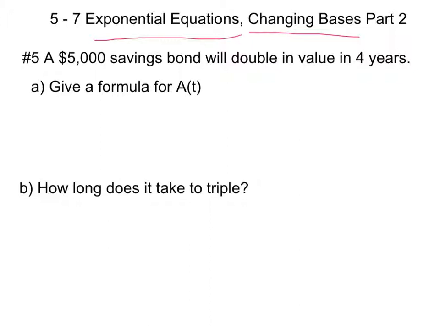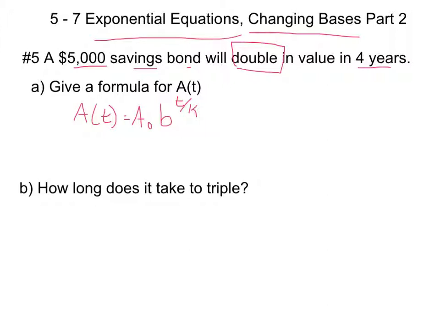So here we go. A $5,000 savings bond will double in 4 years. Give a formula for A of t. Now, usually when we're talking about money, we use the 1 plus r over n to the nt power formula. But in this case, we're going to use the A of t equals a naught times b to the t over k formula. Okay? Label all the variables for me, would you?